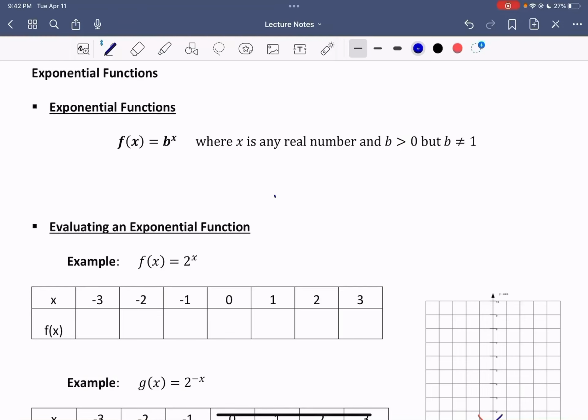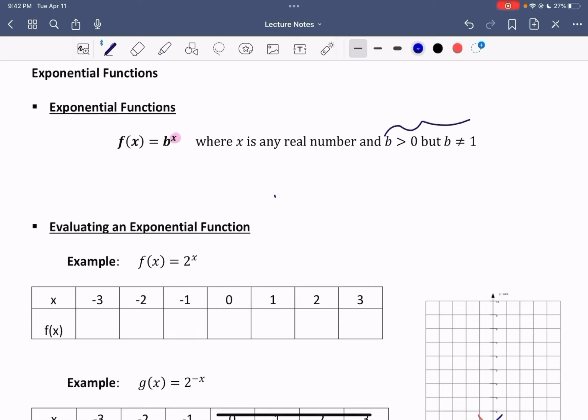Exponential functions. What we're going to be looking at is something called an exponential function. And what we've changed is that the variable is going to be in the exponent. And it says where x is any real number, so it's a number on your number line, not imaginary, and b is greater than 0, but b does not equal 1.